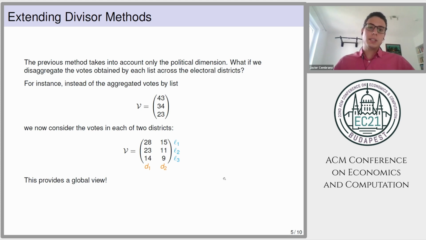So for instance, in our example, instead of considering the aggregated vote by list, we could instead consider a vote matrix where each row represents a list and each column represents a district. So for instance, if there were 2 districts in our example, the vote matrix would look like this. For example, the value of 23 in the vote matrix represents that list 2 obtains 23 votes in district 1. So as you can see, this provides a more global view of the election. And the goal of doing this is exactly to be able to construct a more globally proportional apportionment.